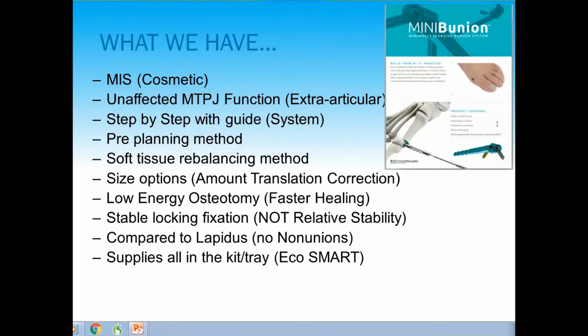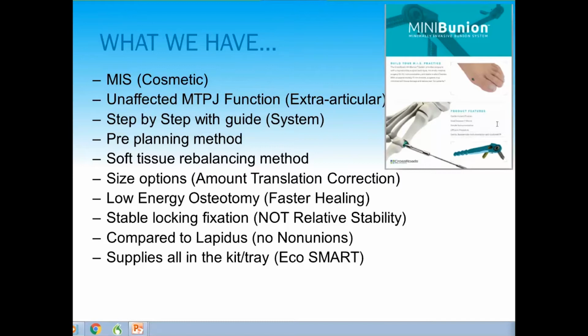And then the other question was, how do you know about the translation of the capital fragment as far as putting it in the desired position? So that's a really good question. This implant allows a lot of versatility in translation, and I've been very impressed with it because there's two ways to translate.